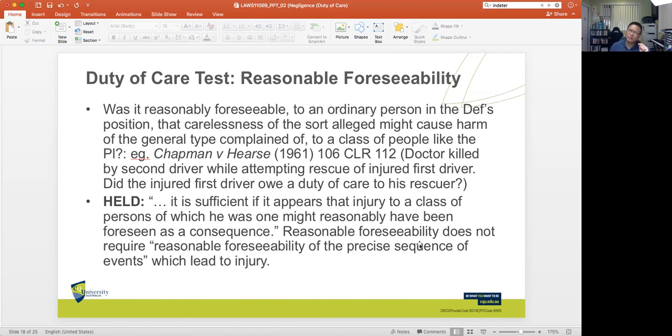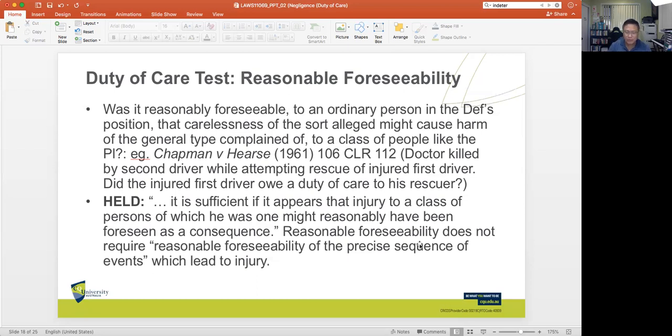Could the first driver who caused the road accident, which led to a rescuer being killed, be held responsible? The answer is yes. The High Court ruled that it is sufficient if it appears that injury to a class of persons of which he was one might reasonably have been foreseen as a consequence. So it was reasonably foreseeable, in other words, that if somebody is involved in an accident, there will be somebody who will come to his or her rescue.